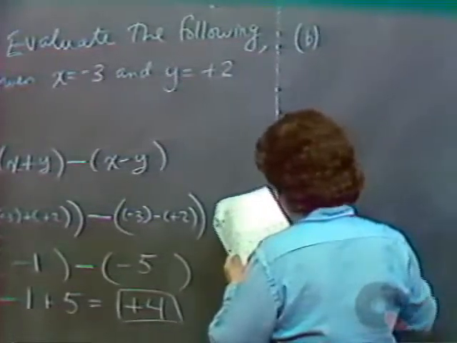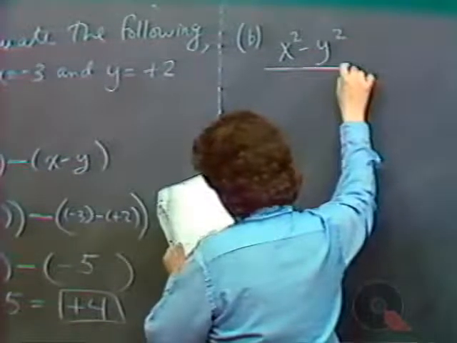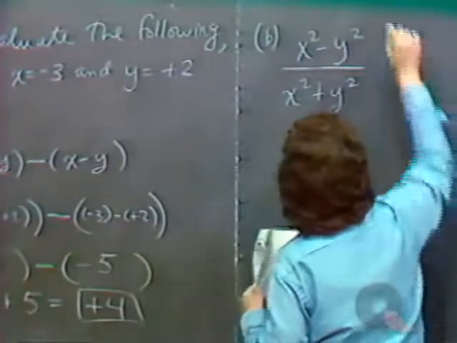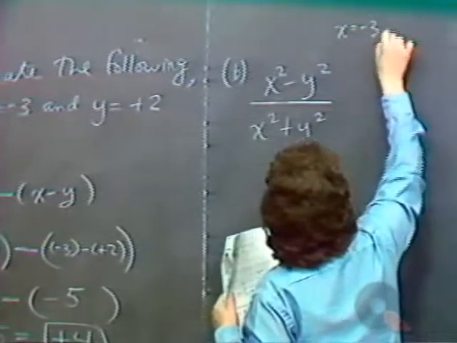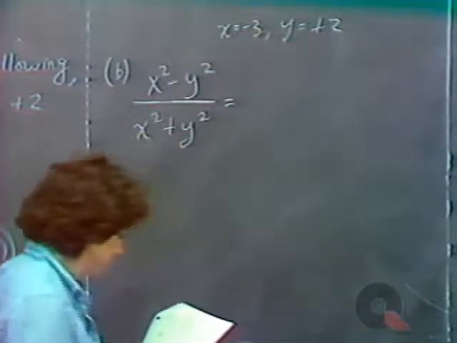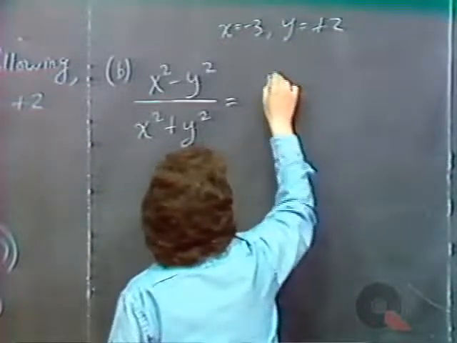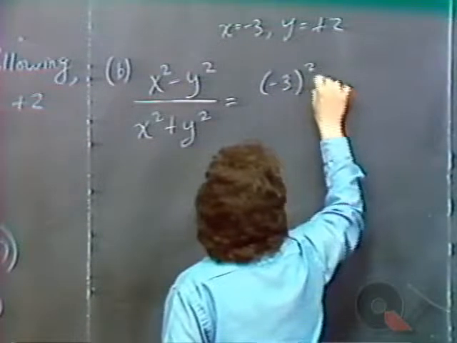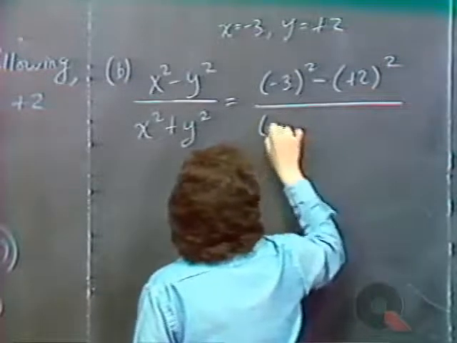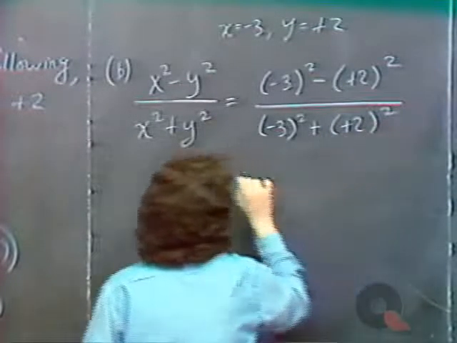In problem B, x squared minus y squared over x squared plus y squared is to be evaluated. Once again, x is still minus 3, y is plus 2. First go through letting x be minus 3 and y being plus 2. Minus 3 squared minus a plus 2 squared over minus 3 squared plus a plus 2 squared.